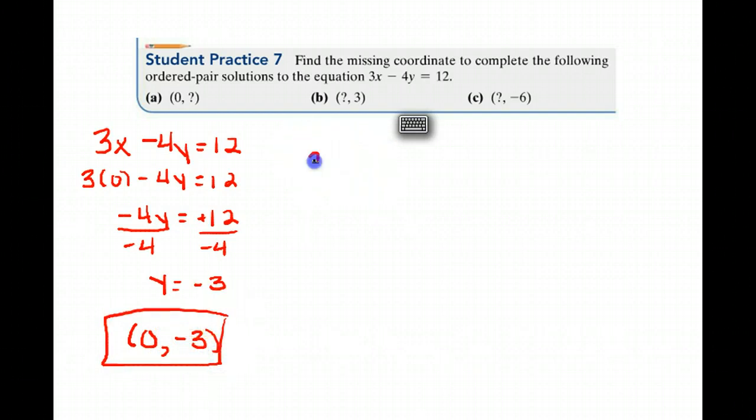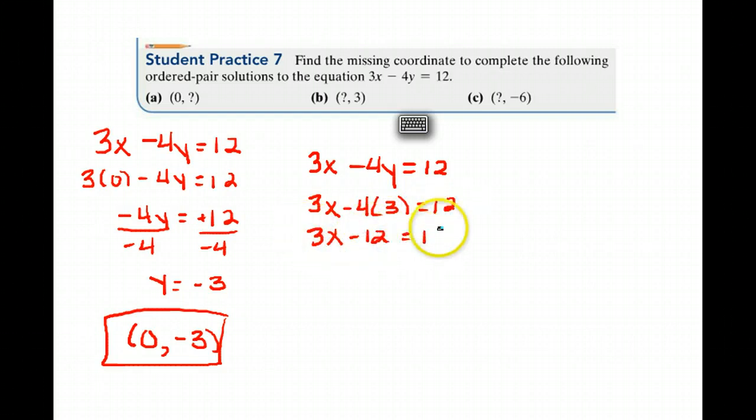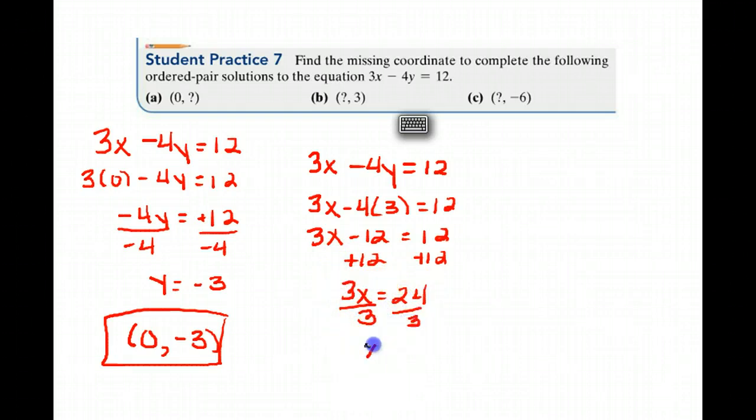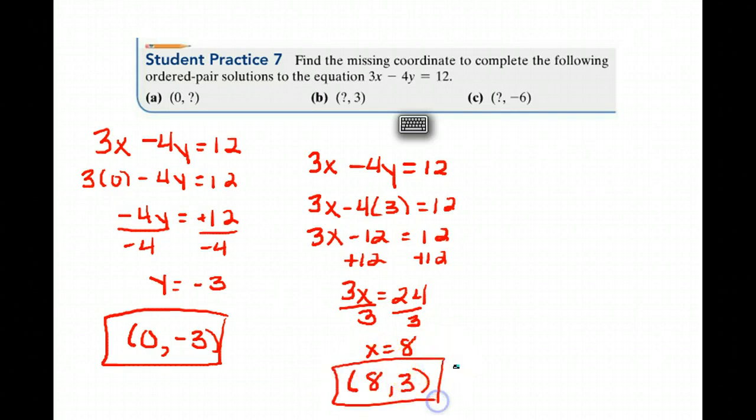For example B, we're going to start the same way with our equation. This time we were given the y coordinate. So we will plug in 3 for y and solve for x. We have 3x minus 12 equals 12. We need to add 12 to both sides. 3x equals 24. Divide both sides by 3, and x equals 8. That tells us that our original ordered pair was 8, 3.